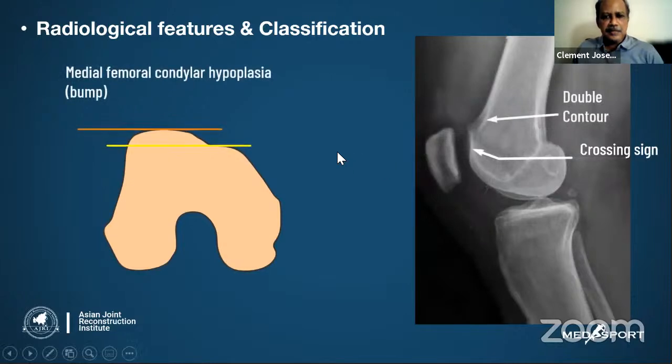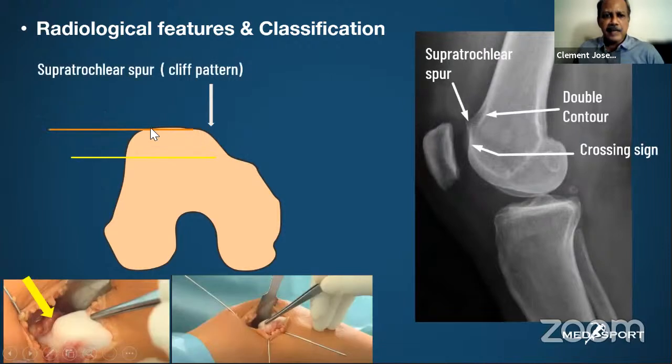And the next form of dysplasia could be medial femoral condylar hypoplasia, where the medial femoral condyle is poorly developed and at a much lower level than the lateral femoral condyle. This will be reflected as two radiological lines, which is shown as a double contour sign. One should look for this sign, which indicates a medial femoral condylar hypoplasia. And then finally, we come across this cliff-like pattern where almost the entire trochlea is composed of lateral and hardly do we see any medial femoral condyle here. So this supratrochlear spur or a cliff pattern will be seen as a supratrochlear spur in the X-ray.